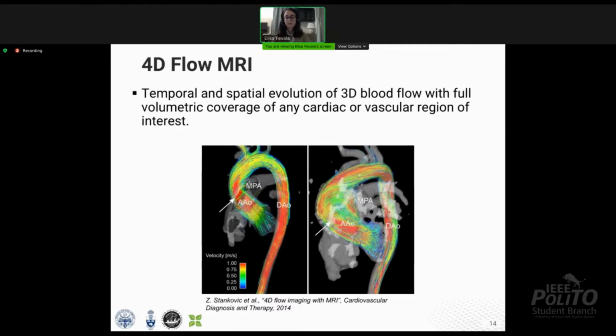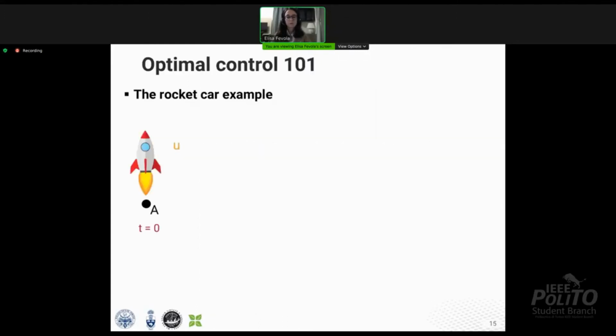There are different techniques to do data simulation. For example, you can use a Kalman filter, but what we decided to use is optimal control, the optimal control problem. So to introduce you to optimal control, we start with a really simple example that is called the rocket car example. Assume we have a rocket car in the point A in space at time equal to 0.